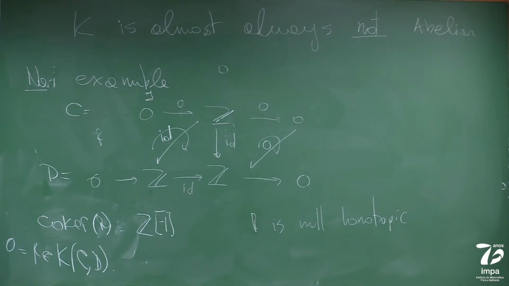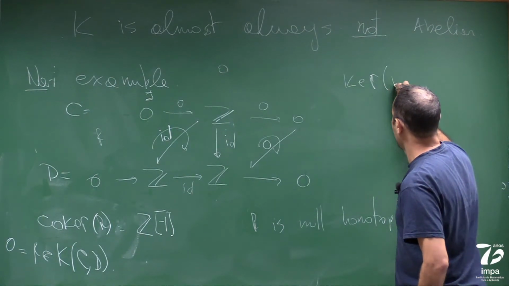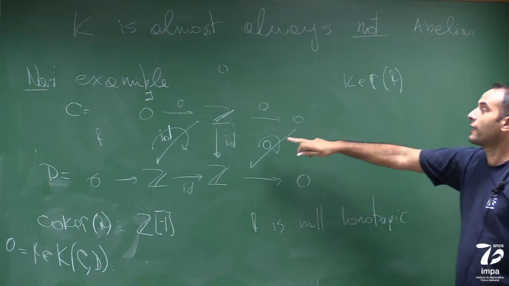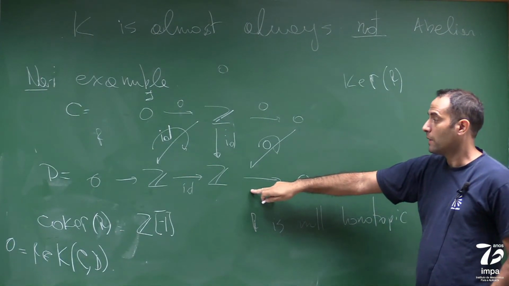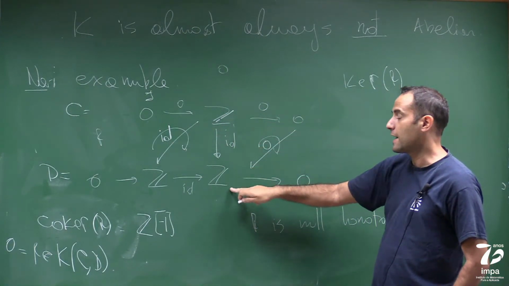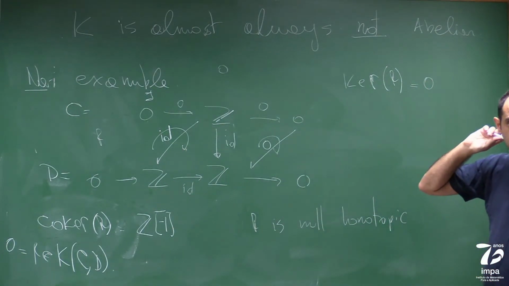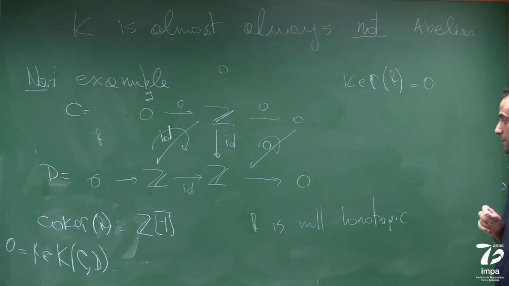And the co-kernel of the 0 map is the whole thing. And the kernel of the 0 map is the whole thing. So let's look at the kernel of F in the category of chain complexes now. Well, the only thing where it could be non-zero is at this degree. And there is the identity, which is nothing, is 0. So the kernel of F is 0 in the category of chain complexes.